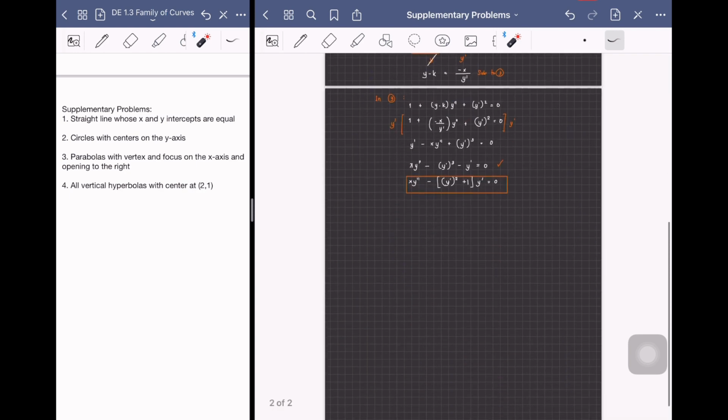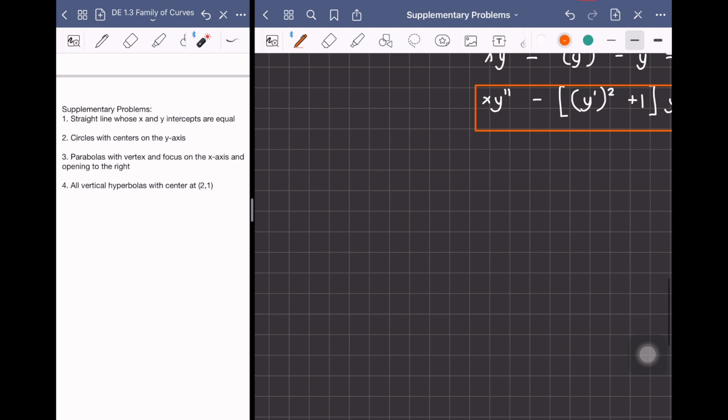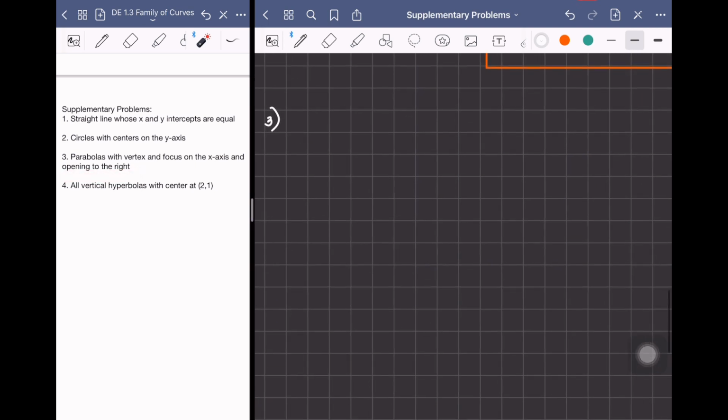Okay, so moving forward, for our next problem, we have number 3. Problem number 3 states, we're solving for the family of parabolas with vertex and focus on the x-axis and opening to the right. So, if the vertex and the focus will be on the x-axis, obviously, yung major axis natin or yung axis na magta-transverse sa parabola natin is the x-axis.